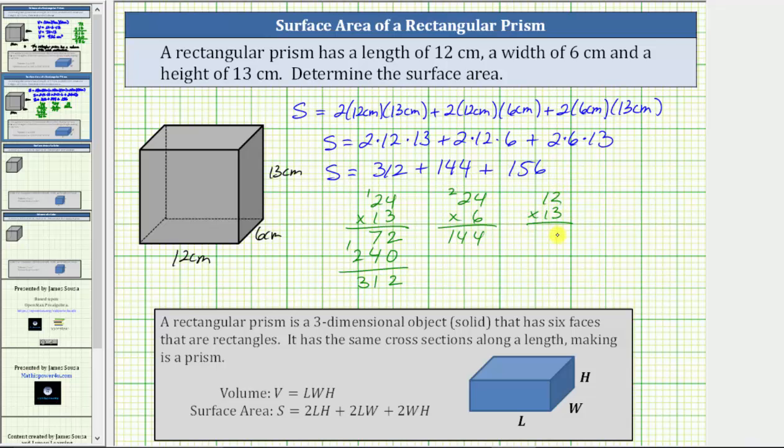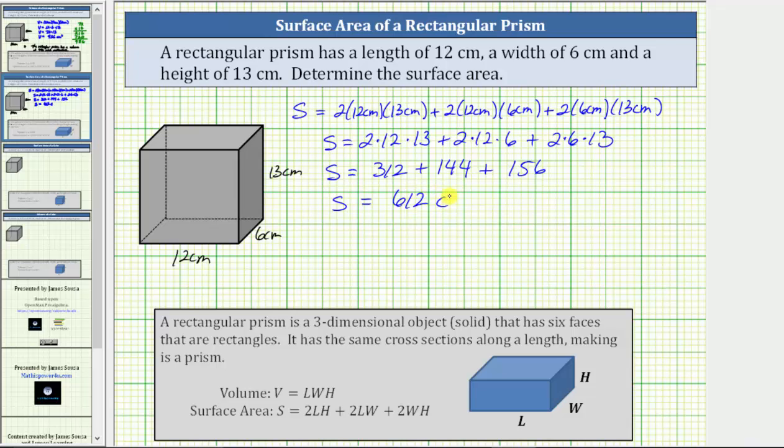Multiplying by 3, 3 times 2 is 6, 3 times 1 is 3. Record a 0 below the 6. 1 times 2 is 2, 1 times 1 is 1, which does give us 156. The last step is to determine the sum. The surface area S equals 312 plus 144 plus 156, which equals 612.